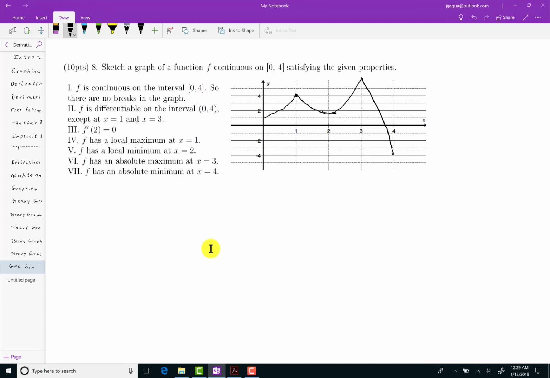So something like that will be fine. Let's see if I have everything that is required. Let me put this here at the beginning. F is continuous on the interval. I've taken care of that. There's no breaks in the graph.